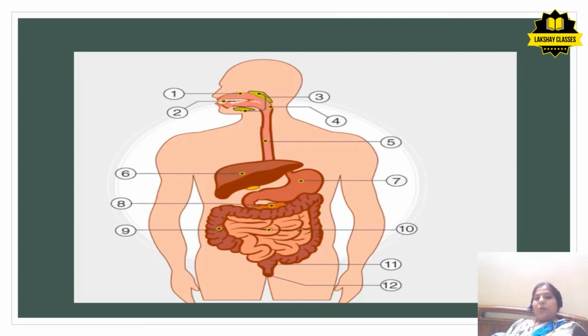So the question will be to identify the diagram and label the different parts. I hope you must have identified this diagram. It is our human digestive system. So you have to label from 1 to 12. These types of questions are asked in the board exam. That is why I have given one for the practice.